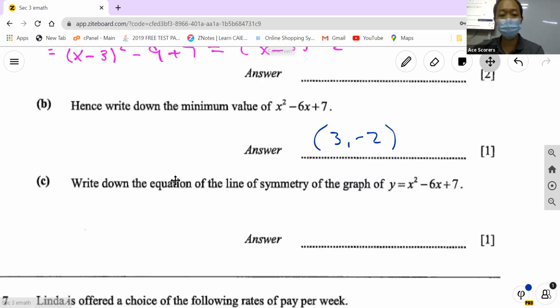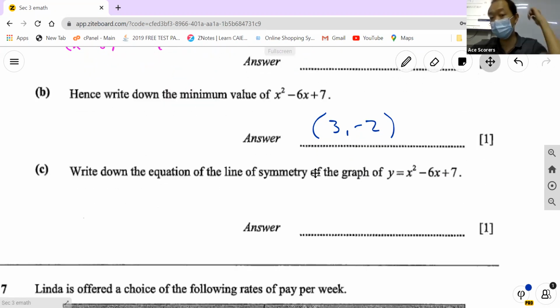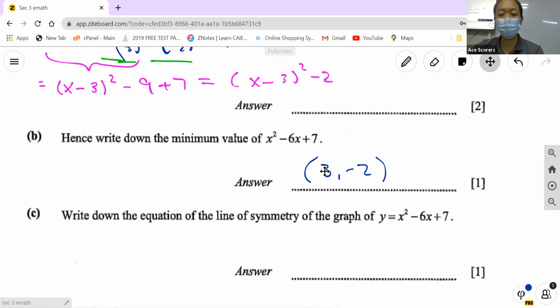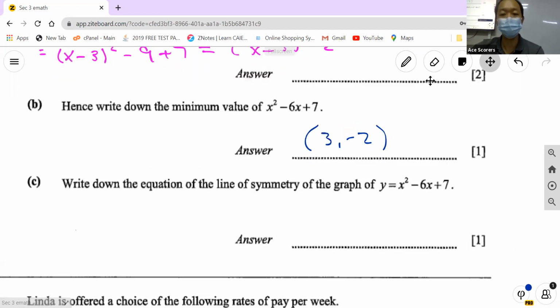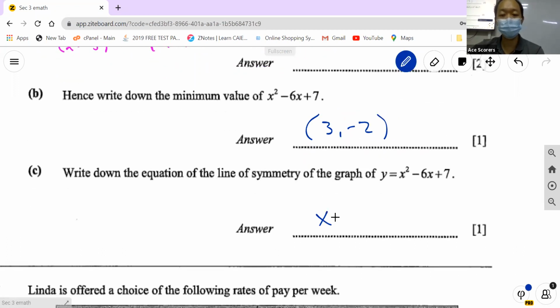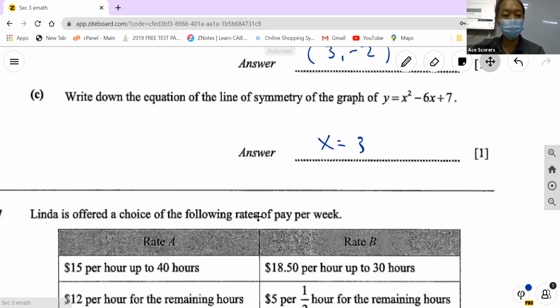Next, write down the equation of the line of symmetry. Where is the line of symmetry? The line of symmetry will pass through x value equal to 3. So hence x equals 3. That's all.